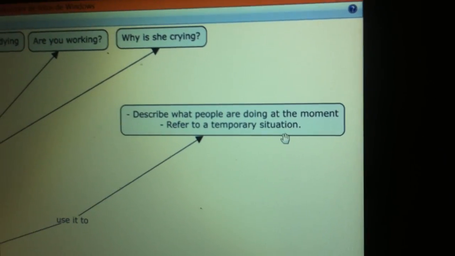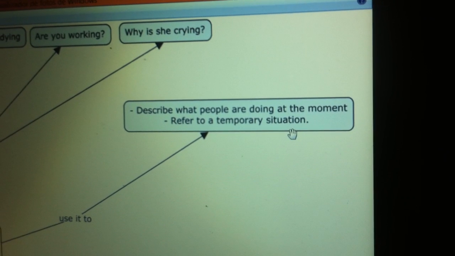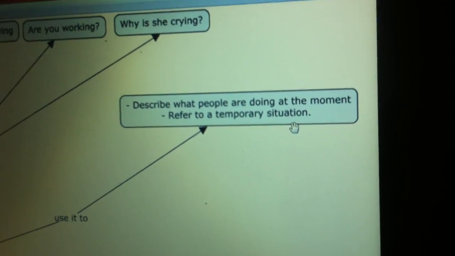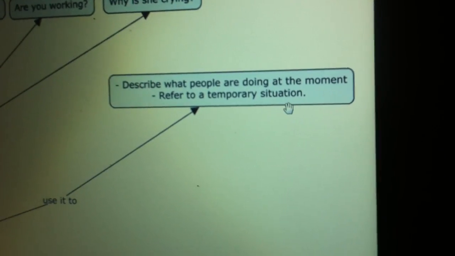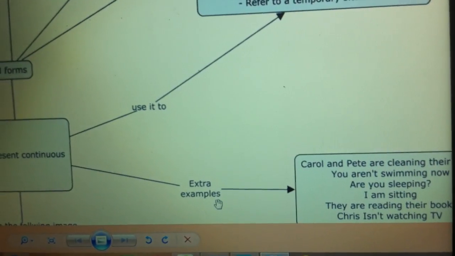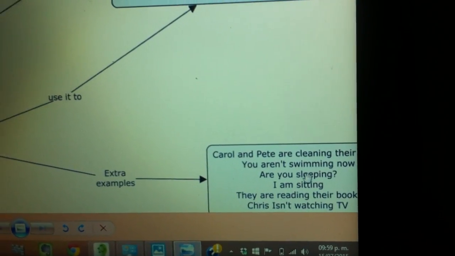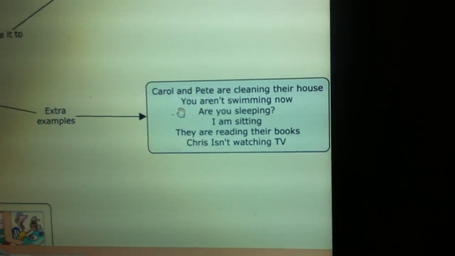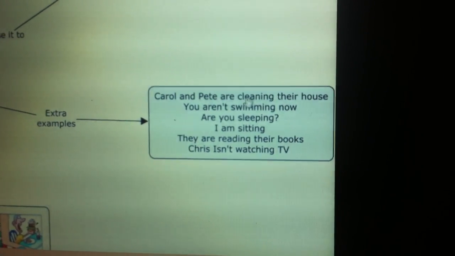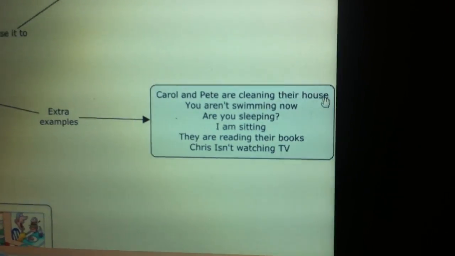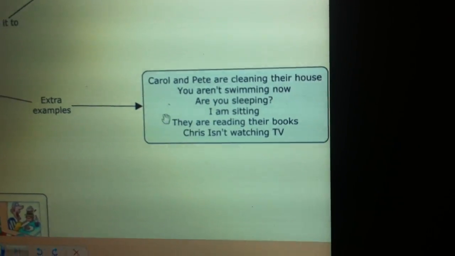Yes? For example, we can say, we are from Mexico City, but we are living in Monterrey because we have a project or something like that. Okay? Then we have more examples. We have extra examples in this part. Okay? So the first example is Carol and Pete are cleaning their house. Remember that we can use the contraction or we can use the long form, which is the case.